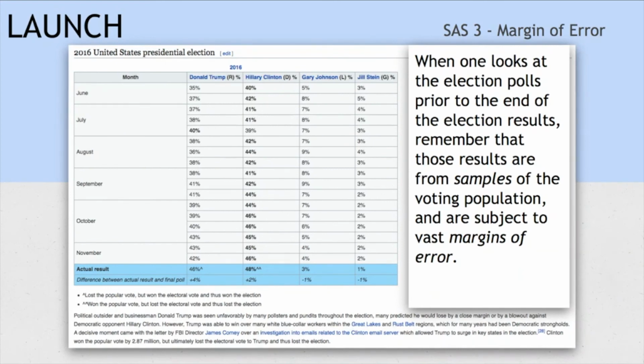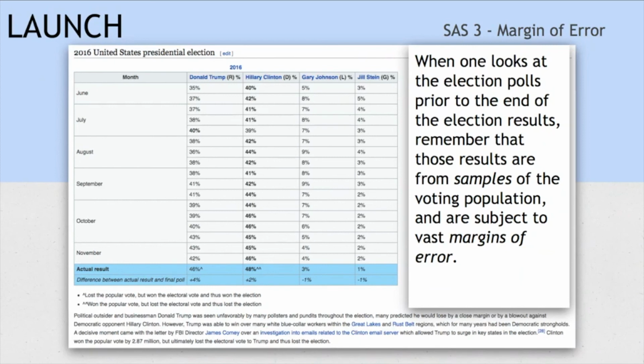But I want you to look at the difference between the actual results and the final poll. In the final poll, Donald Trump in November was slated to only get 42% of the vote, and Hillary Clinton was supposed to get 46% of the vote. Both of them were off. Donald Trump got 4% more, and Hillary Clinton got 2% more. Both of the other two candidates got less than they were expected to get.